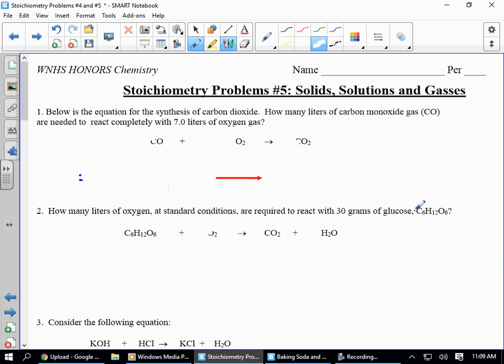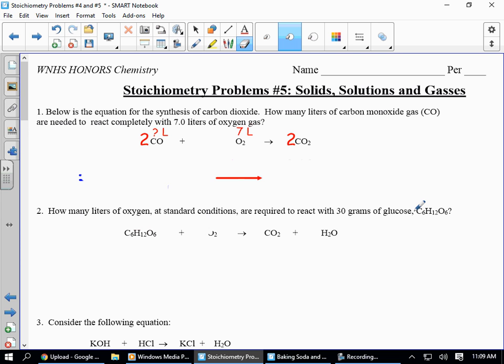Alright, so it's not balanced. And you notice that I start with 3 oxygens and I end with 2 oxygens, so I want to put a 2 here and a 2 here. That gets me 2 carbons and 4 oxygens on both sides, respectively. So let's read the question. Below is the equation for the synthesis of carbon dioxide. How many liters of carbon monoxide gas, which is here, will be needed to react completely with 7 liters of oxygen gas? So, which do I know the most about?